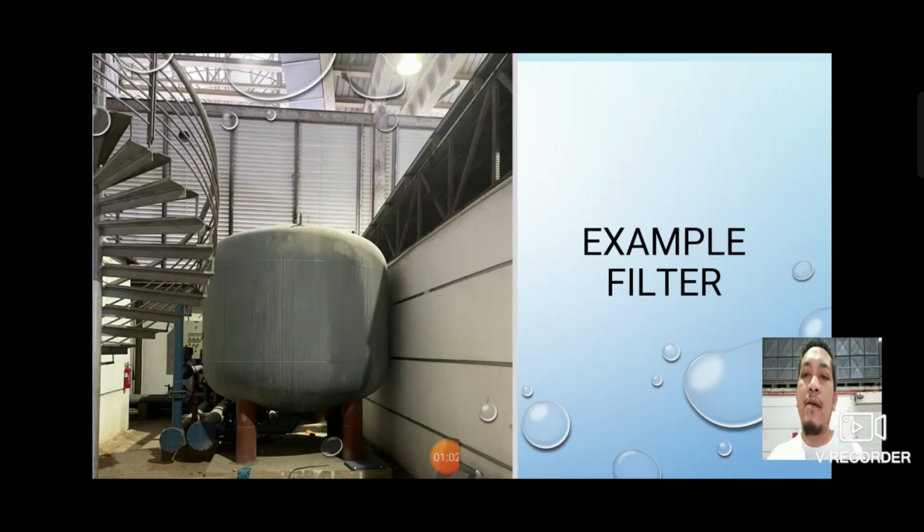And this is an example of a filter. The filter is used to remove suspended pollution from rainwater collected over the roof. The filter has filtering media such as fiber, coarse sand, and gravel layers to remove debris and dirt from the water before it enters the storage tank.